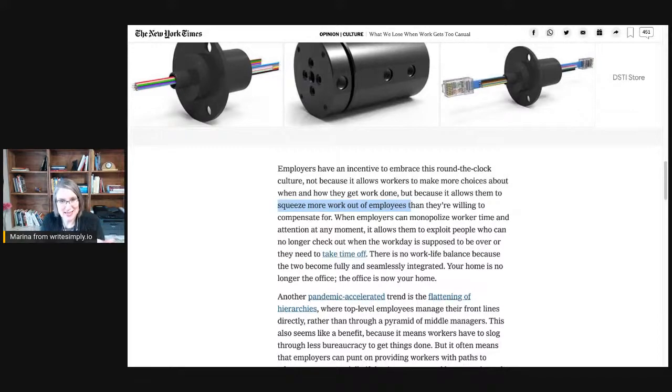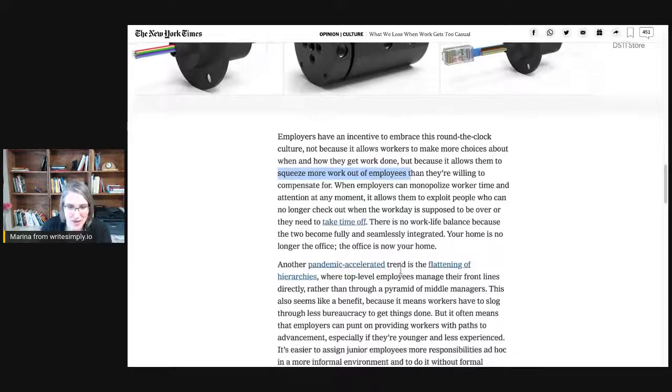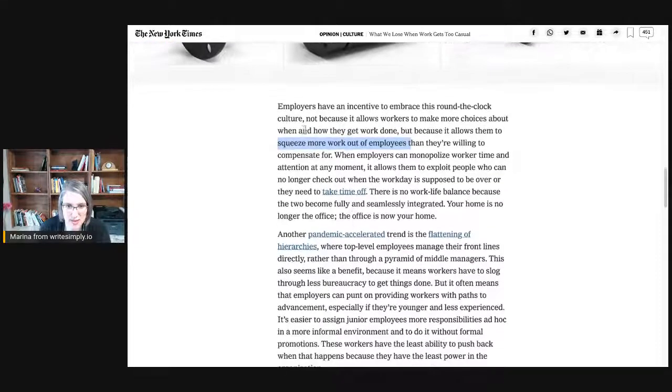That's an opinion? Let's see how it's supported. What reason or support? It allows them to exploit people who can no longer check out when the workday is supposed to be over or they need to take time off. So here they've outlined something. There's a link that is to something that is supporting.